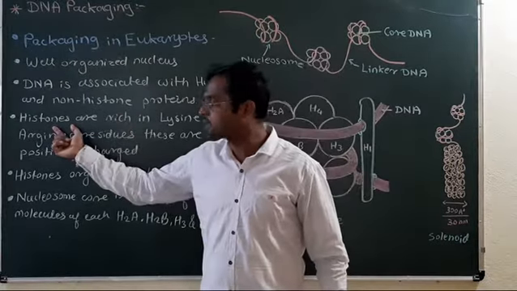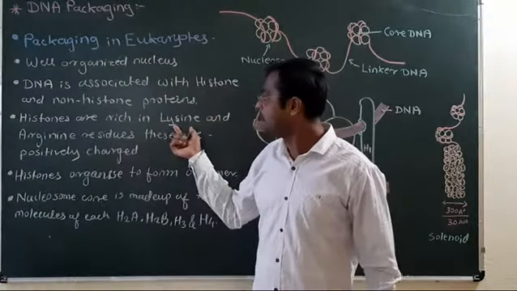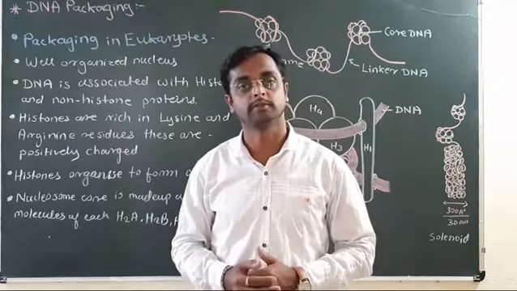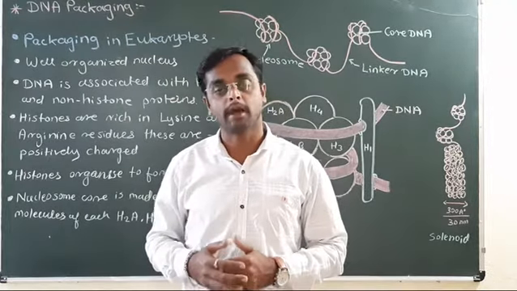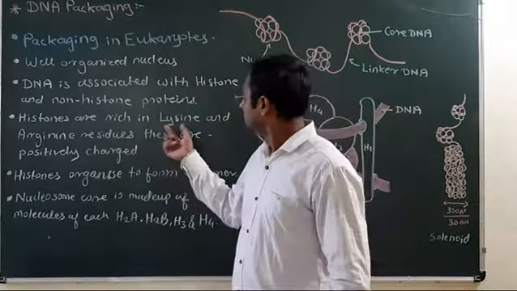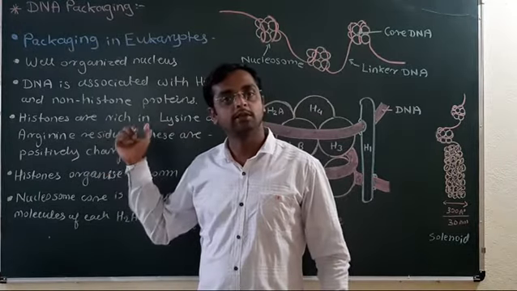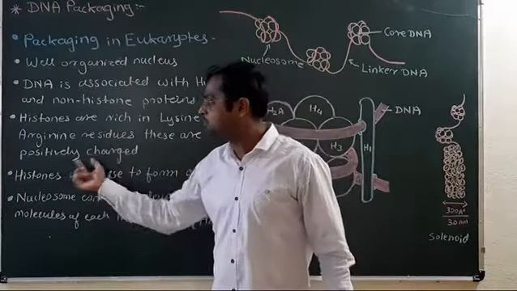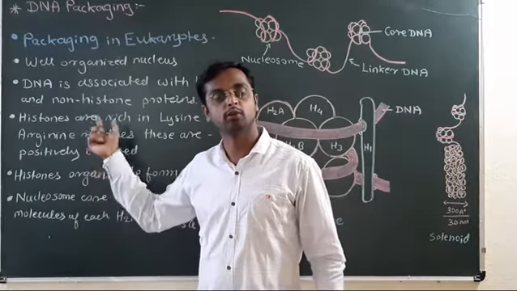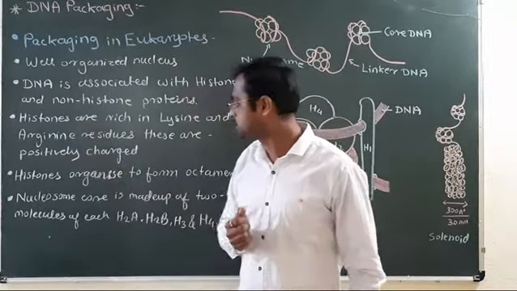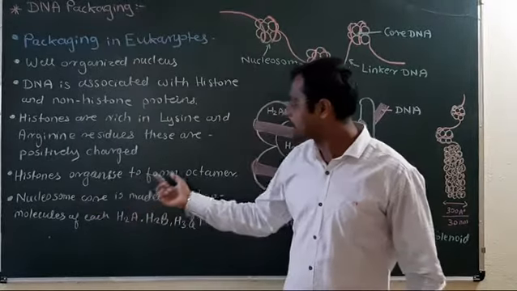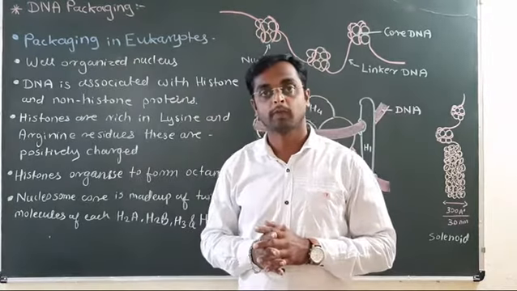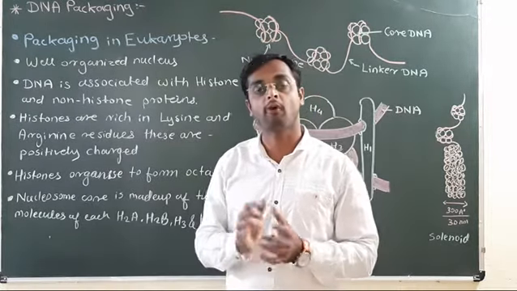Now, very important, these histones are rich in lysine and arginine amino acid residues. These histone proteins are maximally made up of lysine and arginine amino acid residues, and this lysine and arginine carries positive charge over them. So the histone proteins are positively charged molecules. The histones organize to form an octamer. Now such positively charged histones get arranged in such a way that they can form an octamer.